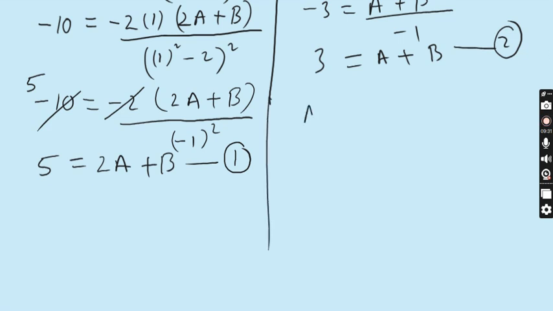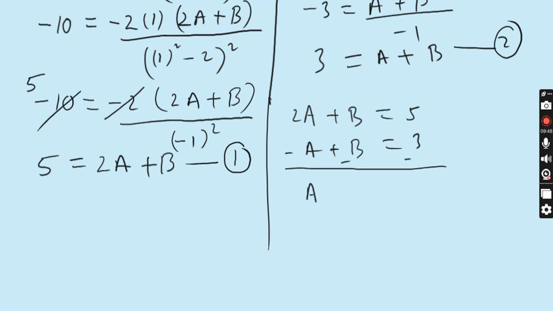So equation 1 is 2a + b = 5. Equation 2 is a + b = 3. Subtract these two equations. 2a minus a is a, b cancels with b, 5 minus 3 is 2. So the value of a is 2.